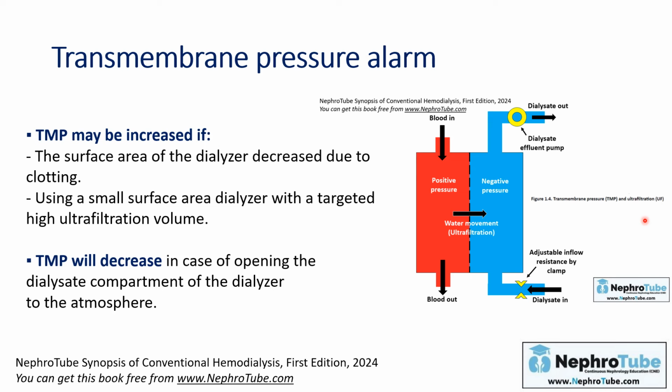What may decrease the transmembrane pressure? We mentioned that the pressure in the dialysate is always negative. If there is any air in the dialysate compartment, this negativity will be lost. So in case of opening the dialysate compartment to the atmosphere, because the dialyzer lines are not attached well, air may go into the dialysate compartment, and it loses its negativity. So the difference between the blood compartment and the dialysate compartment will decrease, and you will have an alarm for low transmembrane pressure.